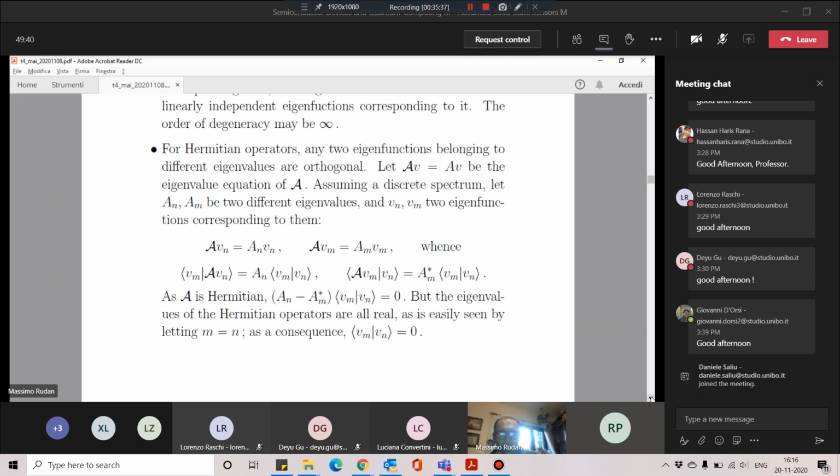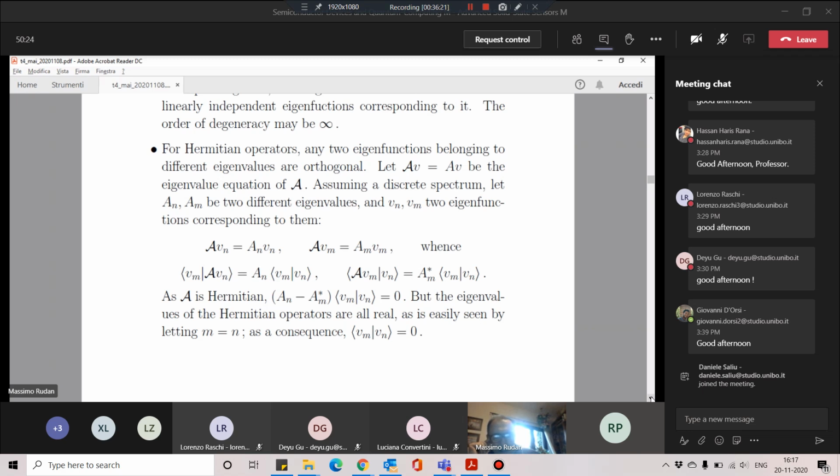One may argue, how can we tell that the eigenvalues of the Hermitian operator are real? It's actually very easy because the relation that we have just found, a_n minus a_m star multiplying the scalar product of V_m times V_n, is still valid if you take the two indices equal to each other. There is nothing against it, okay? So let's try to take the two indices equal to each other.